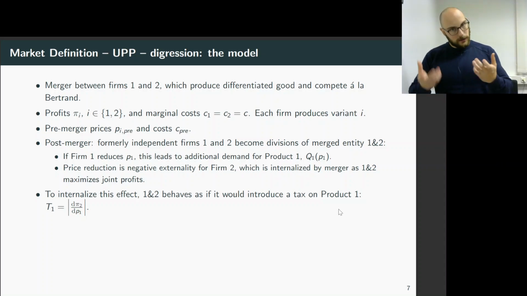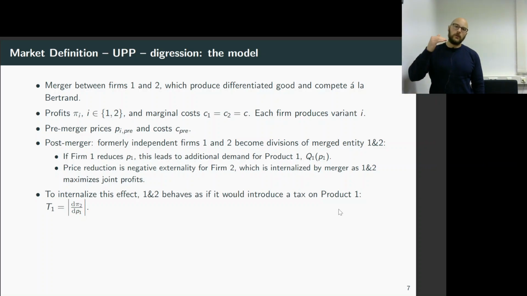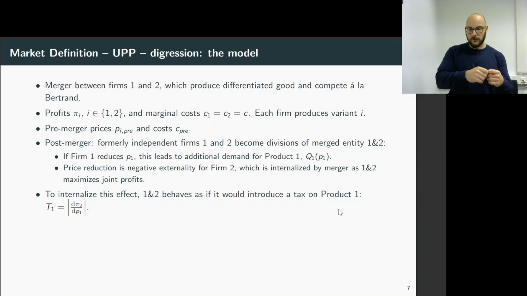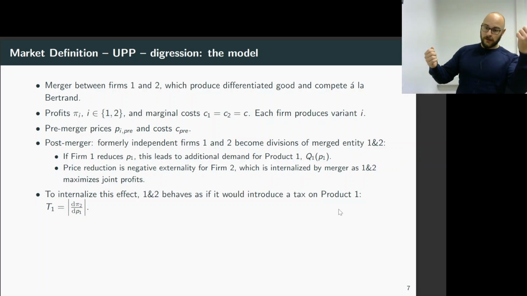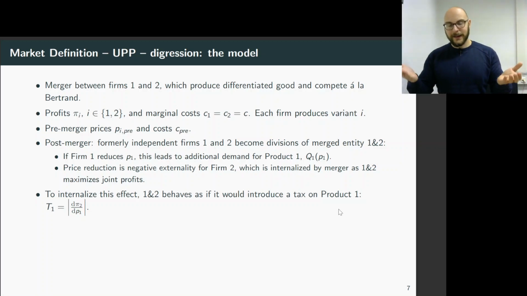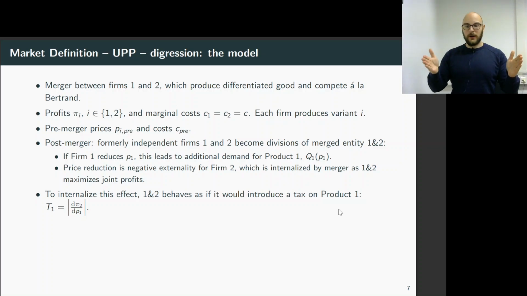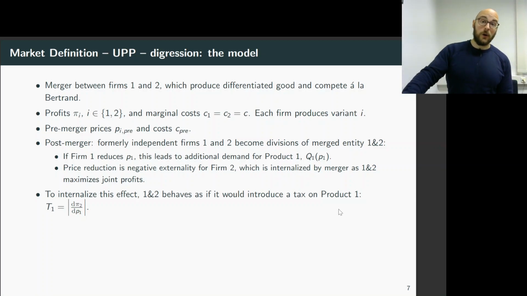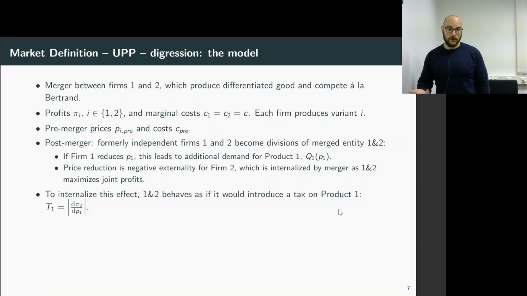And the problem that the merged entity faces is, if one of the firms reduces the price, then this leads to additional demand for that firm or that division of the merged firm, but it imposes a negative externality on the other firm, because if one part of the firm decreases prices, then that draws away customers from the other part of the firm, right? And if you have a merger, then exactly this effect, which is basically competition, is internalized to maximize joint profits, right? That means that this price reduction, if it happens, is less strong than it would be if there was no merger, right? Because you internalize the negative effect on the other part of your now larger firm.